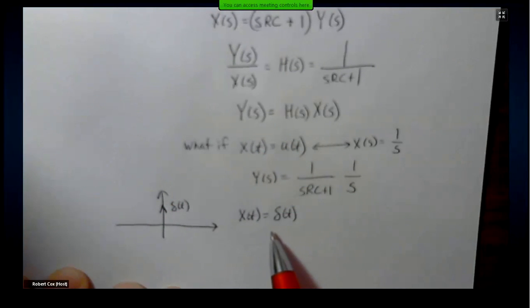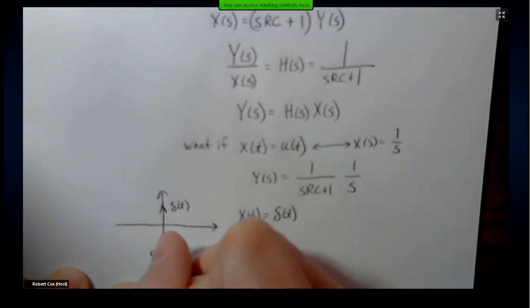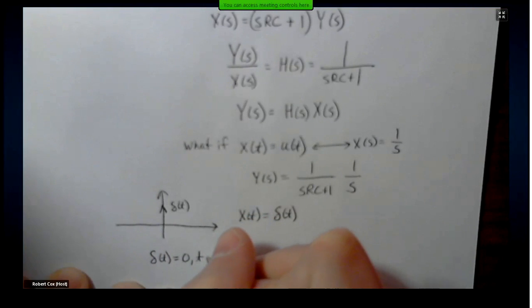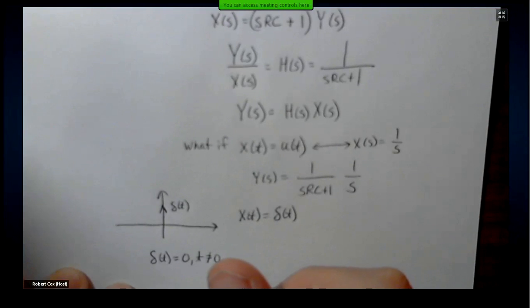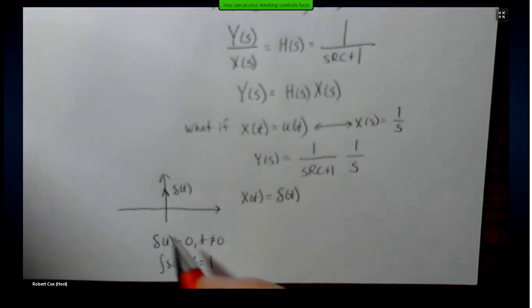This impulse is something that has unit area, okay? And it is equal to 0 everywhere except at 0. So delta of t is equal to 0 for t not equal to 0, and the area under it is 1. It's undefined technically right there at the origin.